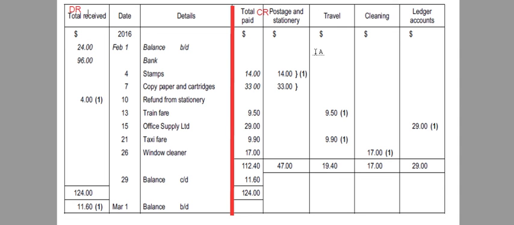And then the total paid has been categorized as either postage, traveling, cleaning, or other ledger accounts. So the first thing, the period it covers is a period of 1 month, February. So on February 1 there is balance brought down. So can we just highlight that? Balance brought down, it is coming from the previous month and it is $24.